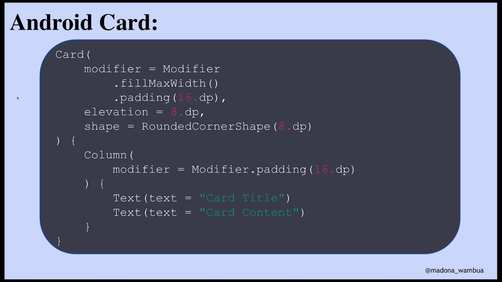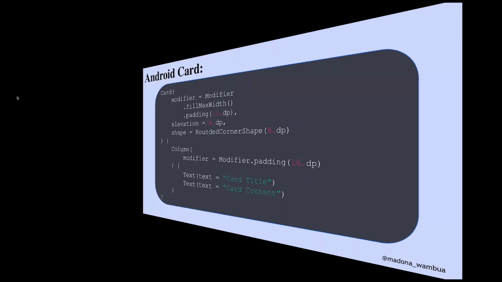So in this example, the card component takes in a modifier parameter to specify the size and position of the card. Now, the elevation parameter is used to add a drop shadow to the card, while the shape parameter is used to round the corner of the card. The card content is defined within a column component. As you can see there, we have text, card title, text, card content. And if you can visualize this, or if you get time to run this particular small snippet of code, it will be pretty good to just see how that would look.